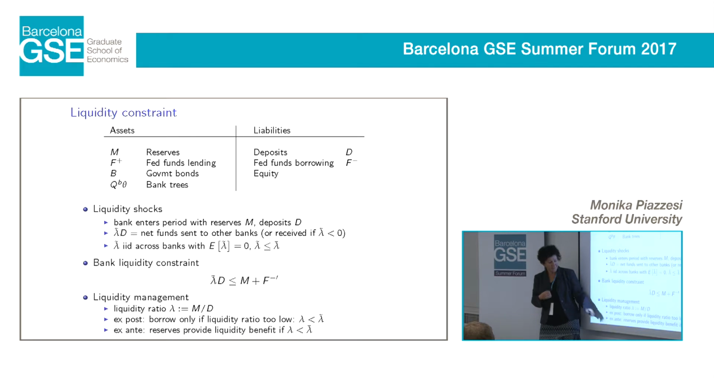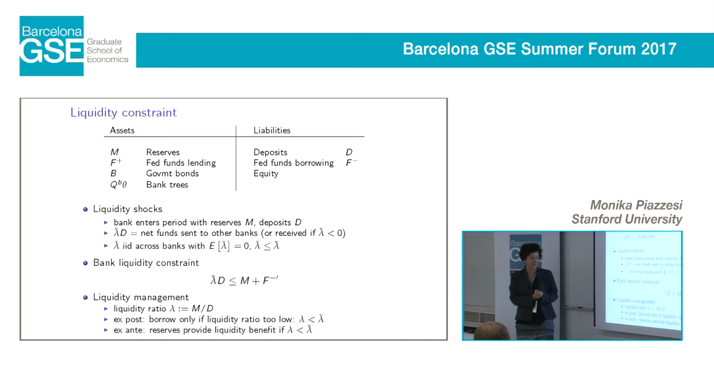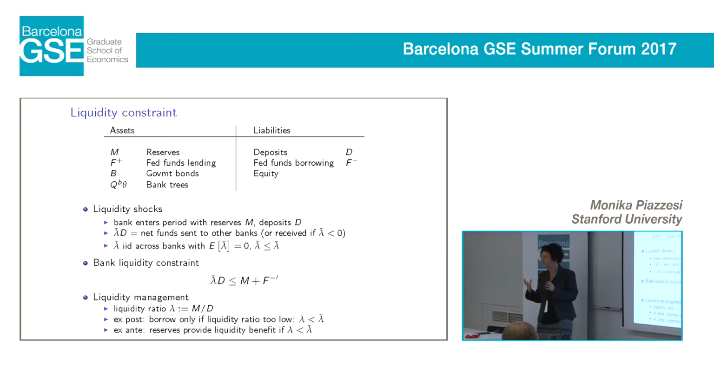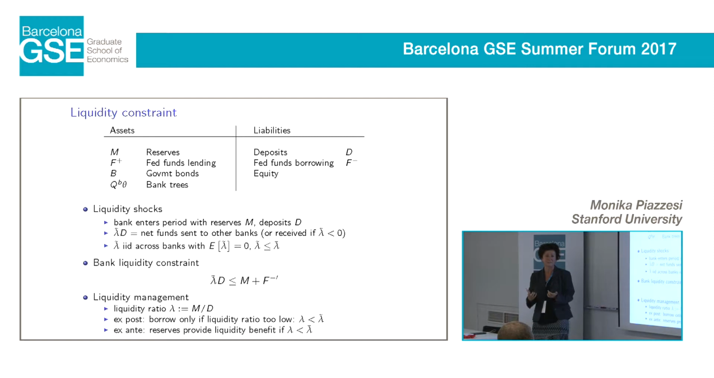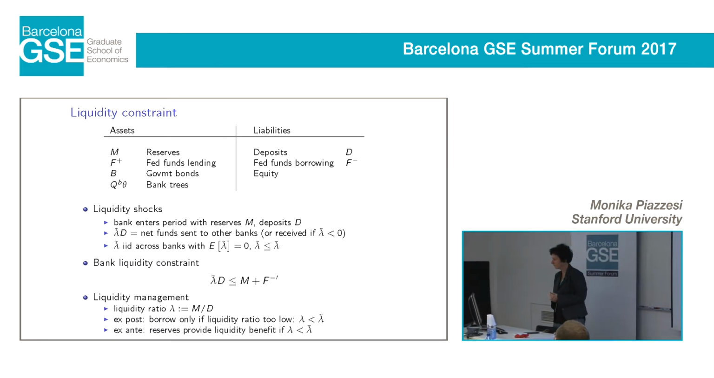And ex ante, in terms of thinking about how many reserves to hold, banks will be thinking about the liquidity benefit that they receive if they hold reserves and are then liquid, so they don't have to borrow from other banks. Why do you separate Fed funds borrowing and lending?